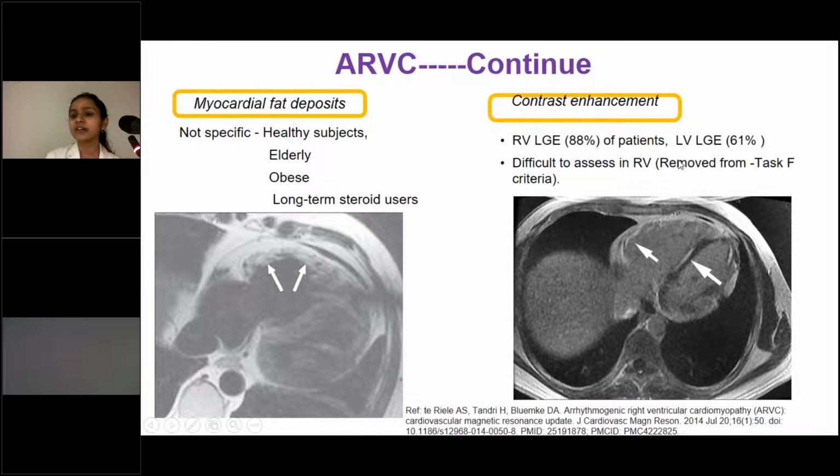Another feature is late gadolinium enhancement, which is considered to be a very strong pillar of cardiac MRI, and is also seen in these patients, involving the right ventricle in up to 88% of patients and the left ventricle in up to 61% of patients. But it has not been included in the task force criteria because assessment of enhancement in the right ventricle is very difficult because of the very thin wall, and the enhancement in the left ventricular myocardium can be seen in a number of other infiltrative cardiomyopathies, and therefore differentiating it from other cardiomyopathies is very difficult, and therefore it has not been included under the task force criteria.